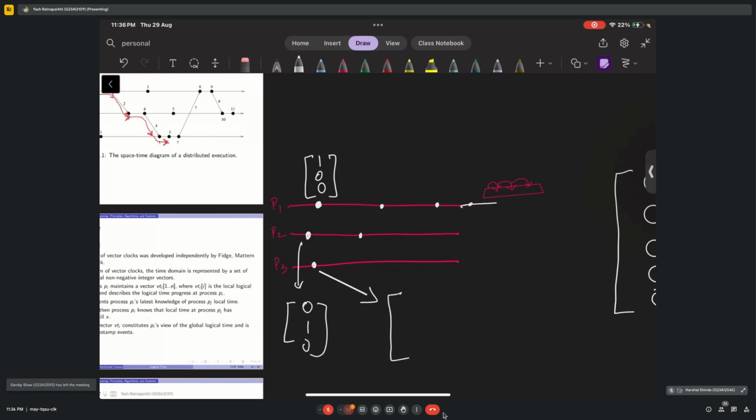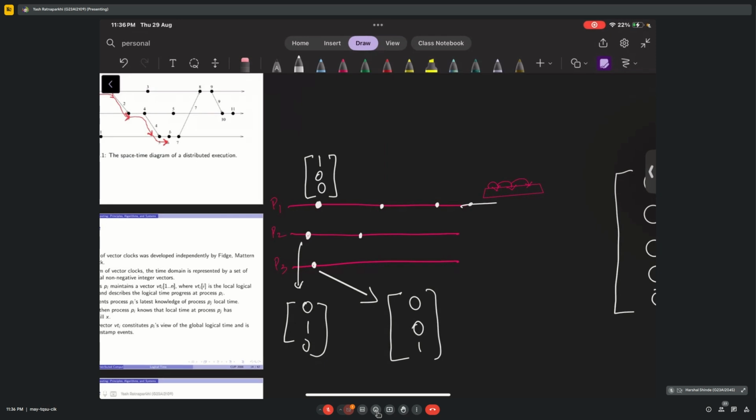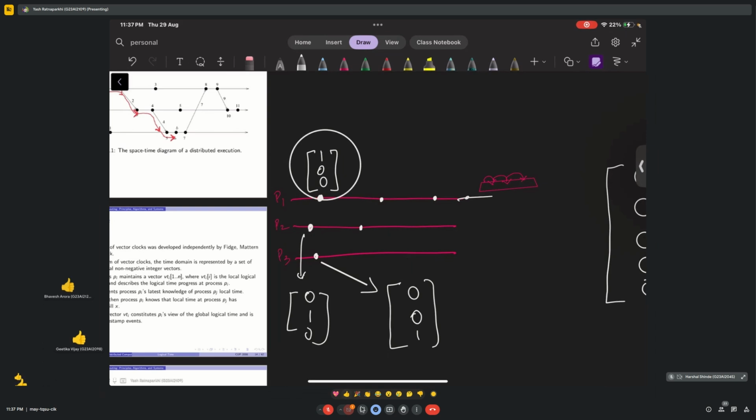Okay, you understood. And this is the reason why it is becoming an n cross n matrix, because events keep coming and moving ahead. So cumulatively it will become an n cross n array, an n cross n matrix. Understood this? This is called vector time. This is called a vector timestamp.